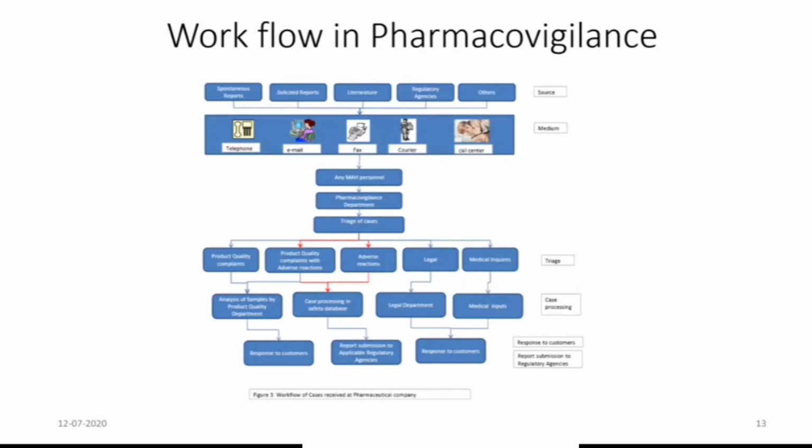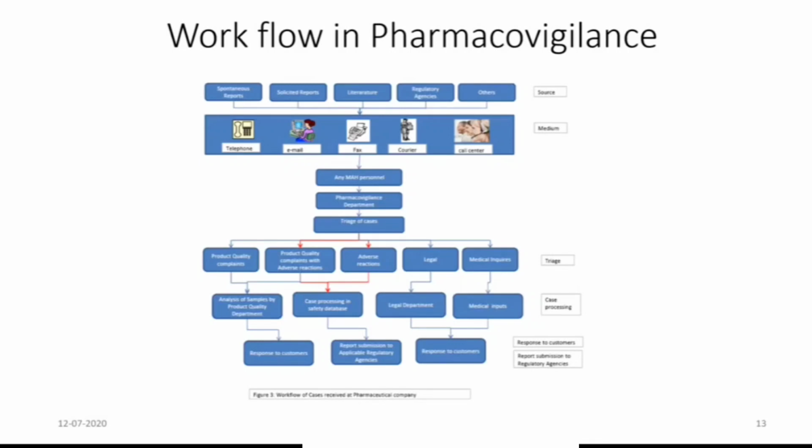Now let's understand the medium of this information coming through. They can be either voice or a recorded telephonic message. They can be handwritten notes. It can be a fax, or it can be an email or a web page submission. Once pharmaceutical company members become aware of any of this information, they have to report it to the pharmacovigilance department.